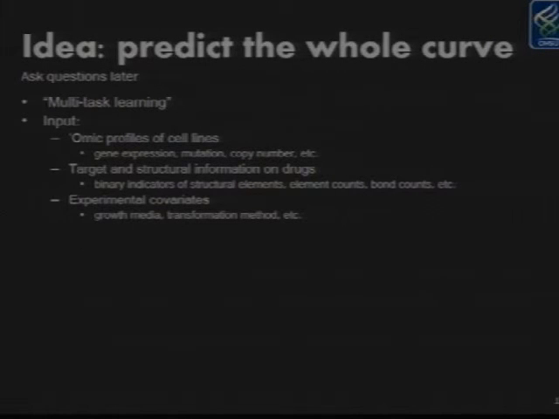So what are we going to take as inputs? We'll have omic profiles of the cell lines. So this is gene expression, mutation, copy number, whatever kind of characterization of the genetics of the cell line that we can have. And for my method, we're going to have target and structural information on the drugs, so things that tell us about the shape of the drugs, what chemical structures are present, and so on. And for the second aim, something about the experimental differences between different studies, because I'm going to be combining studies. And our output is going to be the cell count at each dose.